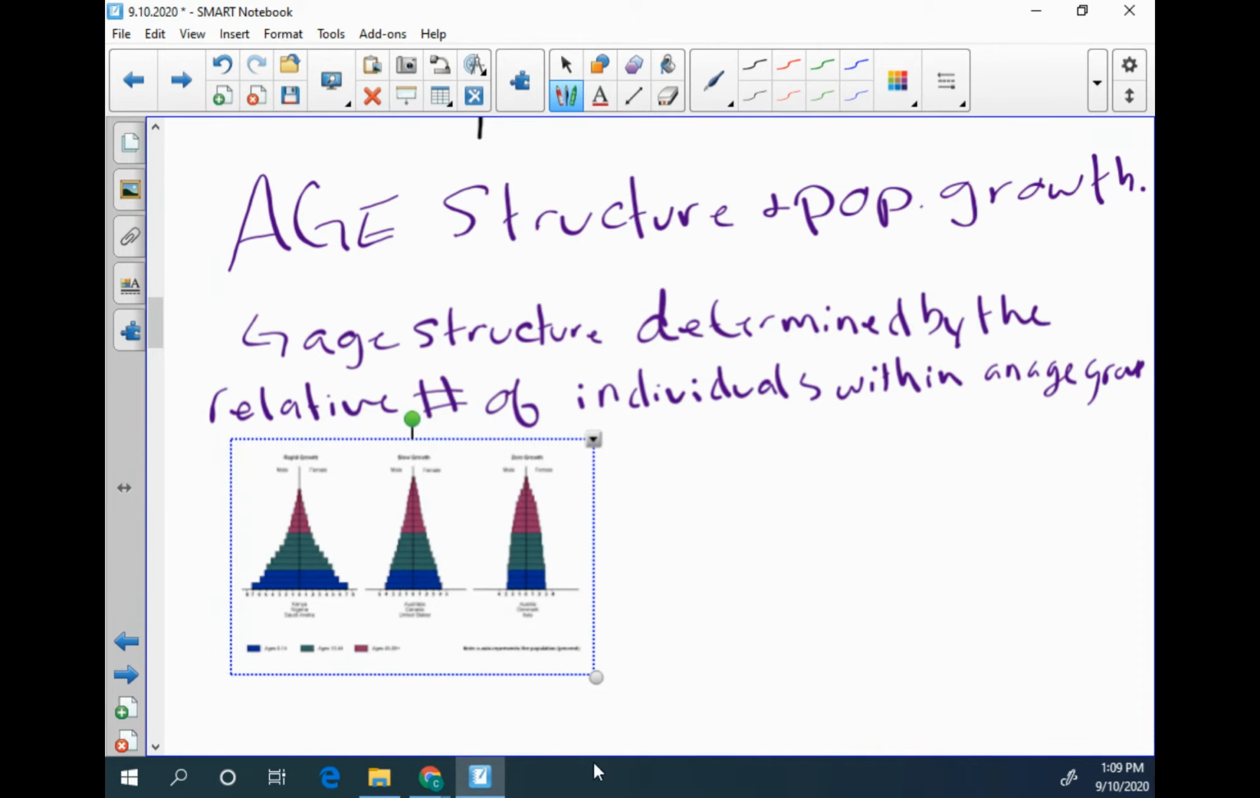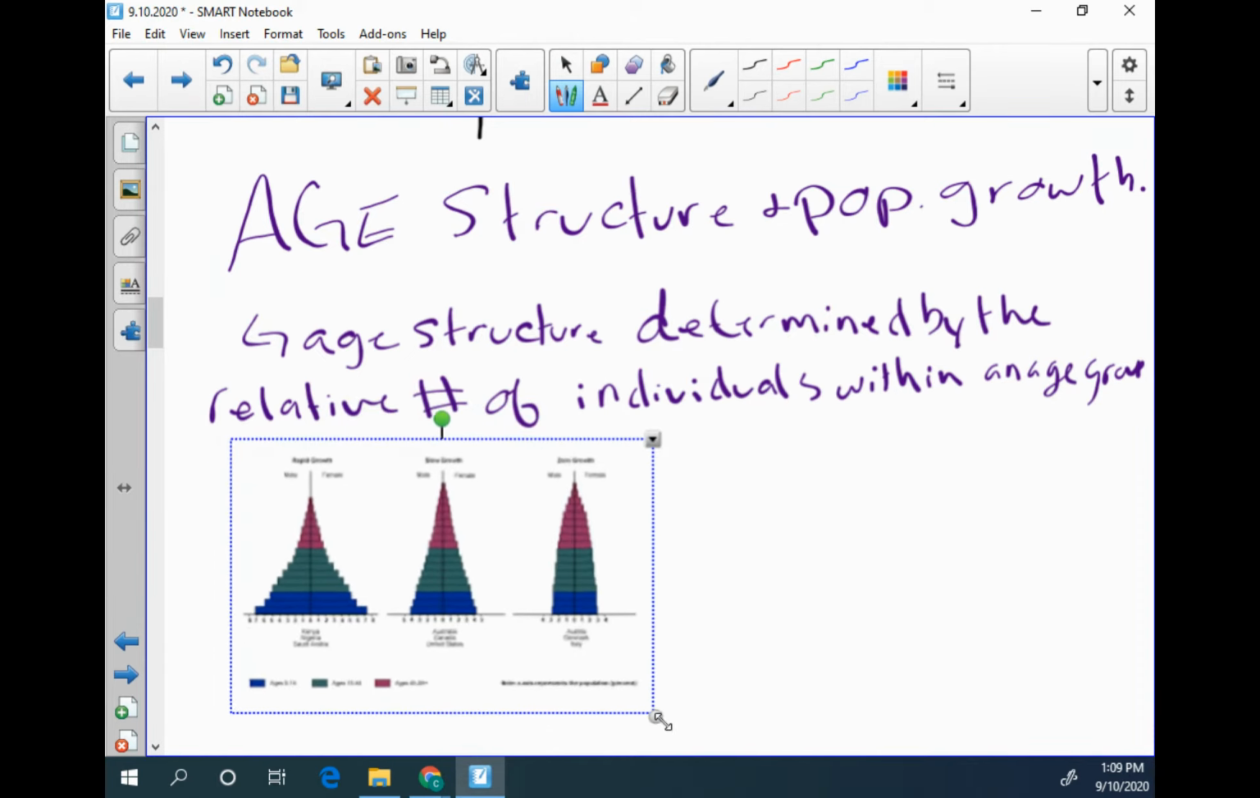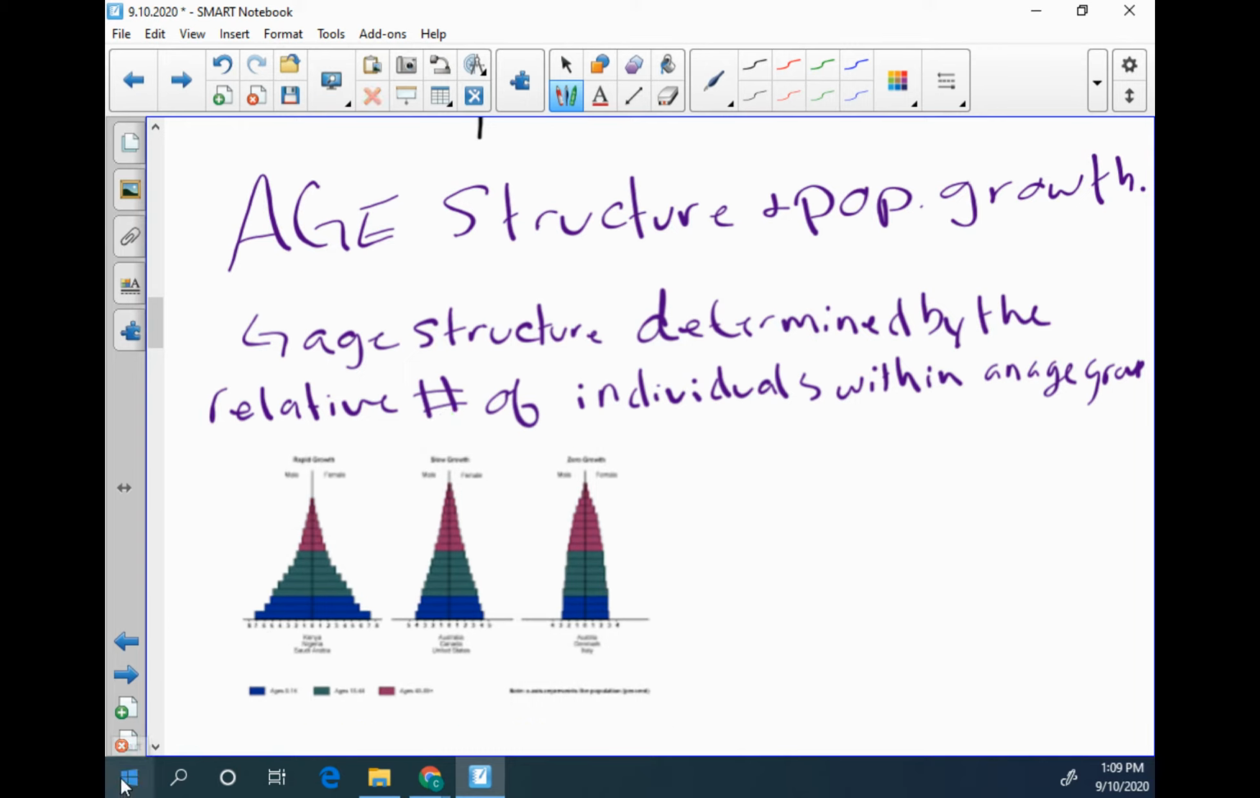So this is an age structure diagram, or three different age structure diagrams. The blue is ages, you can't really see it, but like 1 to 14. This is like 20s and 30s. This is like 60s and above. So there are this many 0 to 16-year-olds, this many 18 to 30-year-olds, and this many older people.